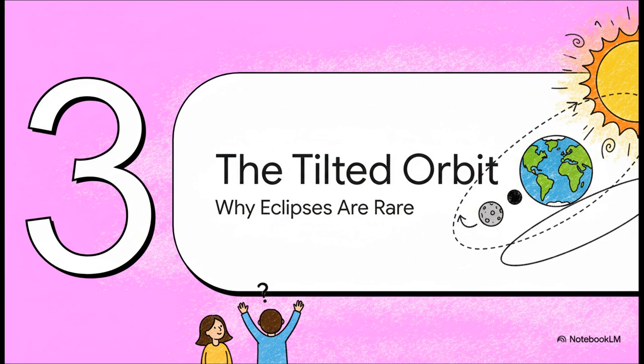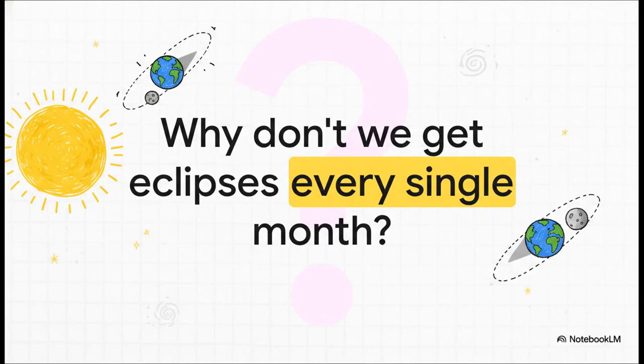All right, so this is where it gets really interesting. The moon goes around the Earth every month, right? And we go around the sun every year. So that leads to a really obvious question. And the answer is the secret to why these events are so special. Why don't we get eclipses every single month? It makes sense, doesn't it? If the moon's making a lap around us every 4 weeks, shouldn't it line up perfectly every single time? Well, as it turns out, the universe has a little wobble in its plan.